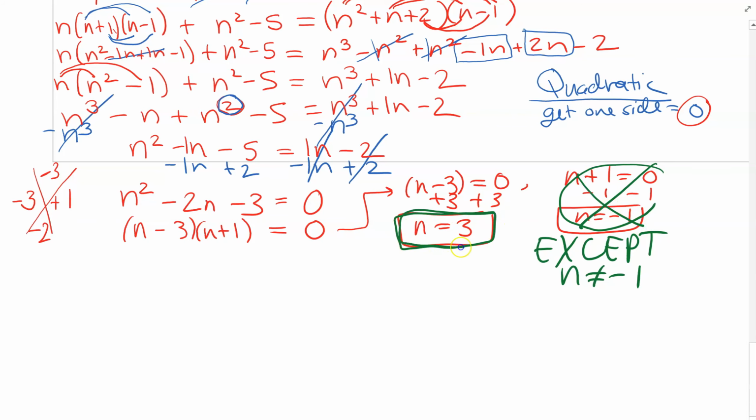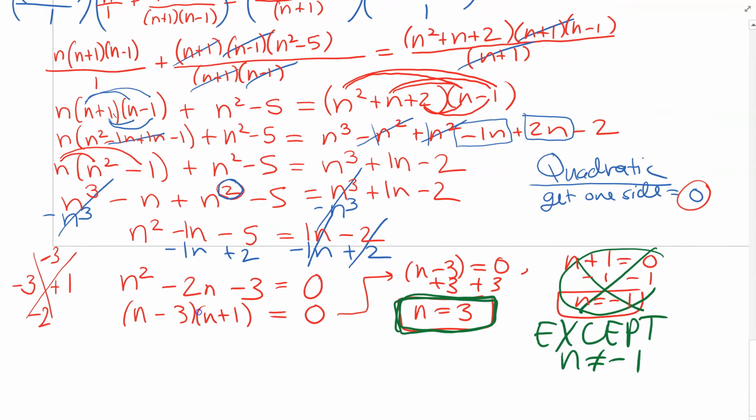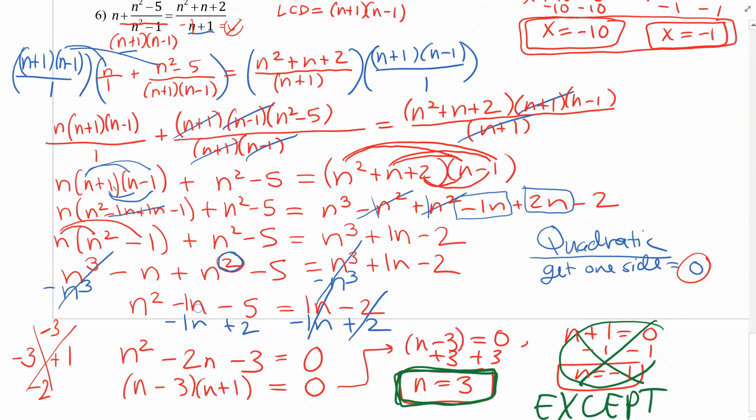This must be the only answer for number 6, right? So this would be the value of n that we could plug in to each side and get equivalent values that are defined and not undefined. So that concludes this video. You can see a lot of different things happen when solving these rational equations. So I'm so glad that we're going to be working on this together in class where I can help you, and I'll see you there.